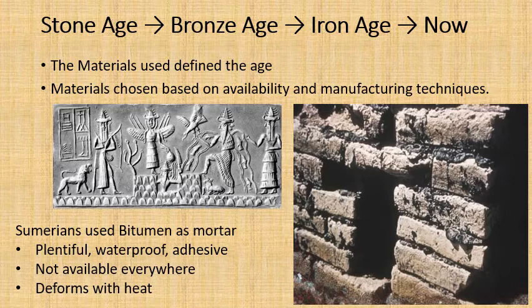Another drawback is that bitumen deforms with heat. And of course, Iraq is a very hot place, and that's why in time, when the Sumerians discovered cement, they started using that instead of bitumen, because it actually made a better mortar.